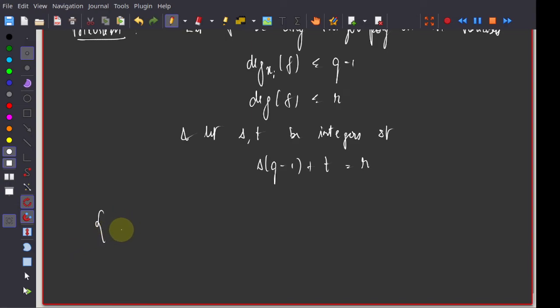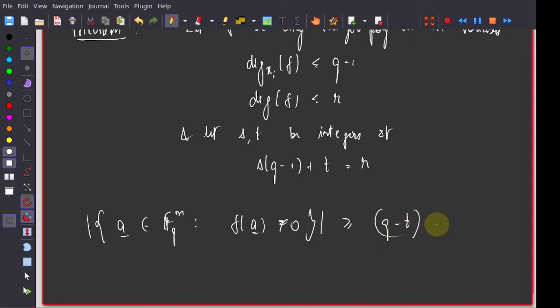So if I look at the set of all evaluation points a in F_q^m such that f of a is not equal to 0, basically now I'm counting the number of points over which it is not 0. Right? In the previous case, I was counting the number of points for which the polynomial is equal to 0. Then this is greater than or equal to (q minus t) times q raised to m minus s minus 1, which is greater than or equal to q raised to m times (1 minus r by q).